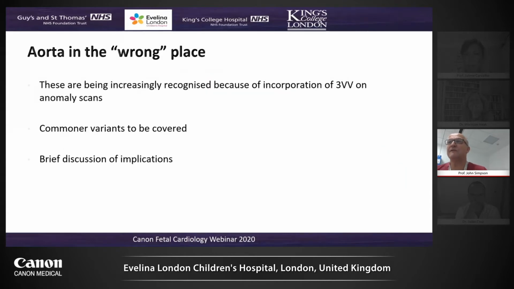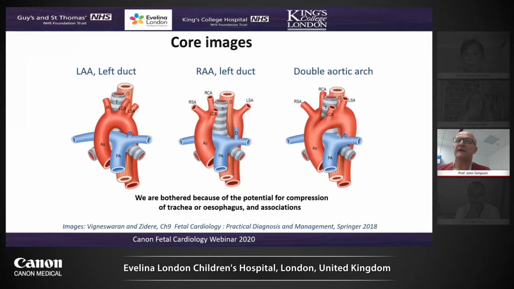Now I'm going to move aside from where we've looked at where the aorta is, the wrong side, if you like, to look at vessels which are in the wrong place. And these are really being seen far more frequently because of the introduction of the 3-vessel trachea view. And I'm really only going to cover some of the commoner variants and a very brief discussion of the implications. These are the sort of things that we're looking at.